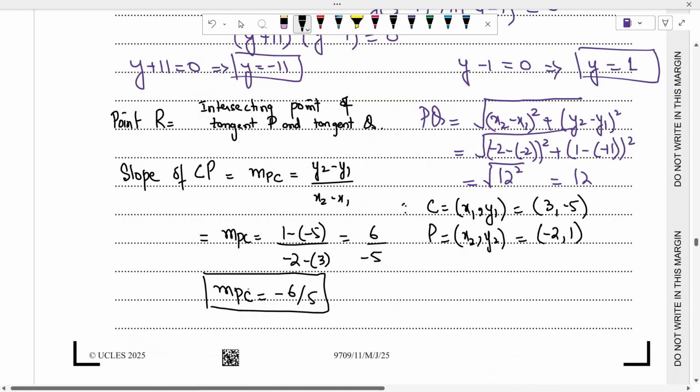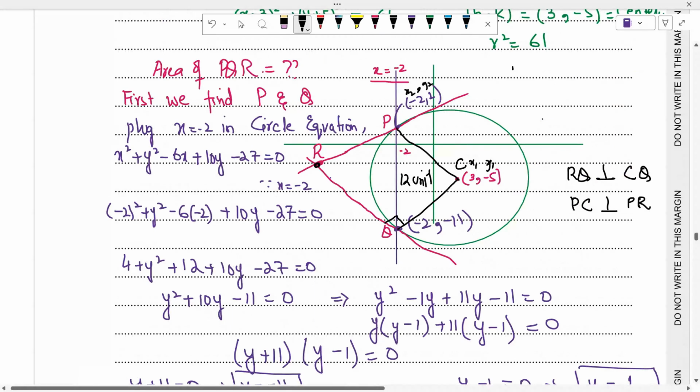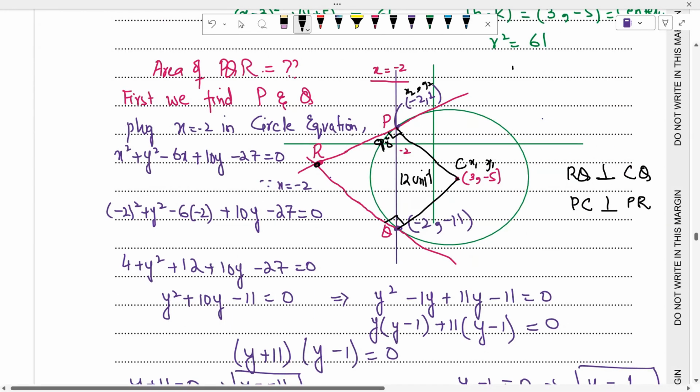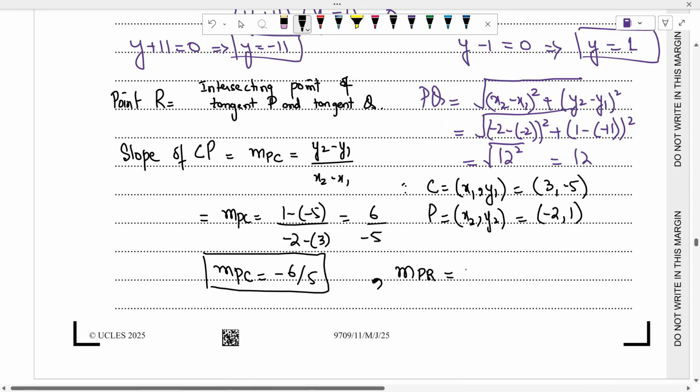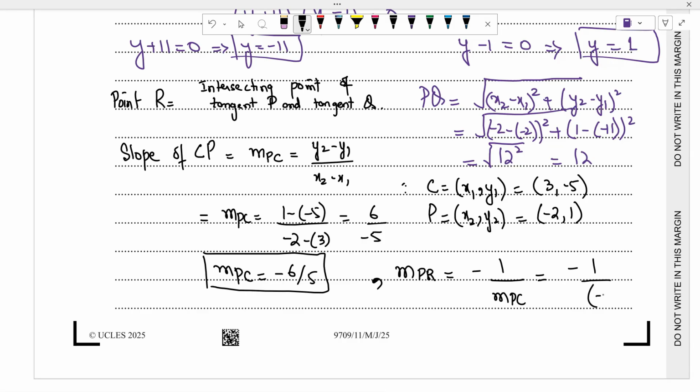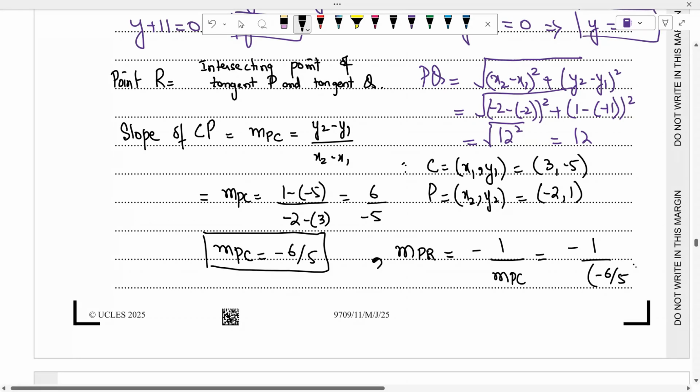And this line PC is perpendicular to PR. So we can say that the slope of PR is equal to negative 1 over MPC. So this is equal to negative 1 over negative 6 over 5. So we can say that the slope of PR is equal to 5 over 6.